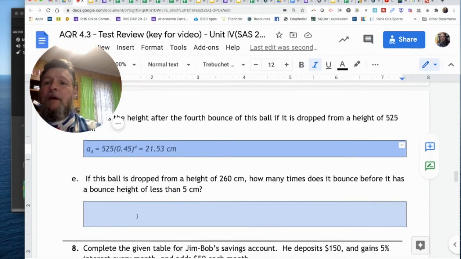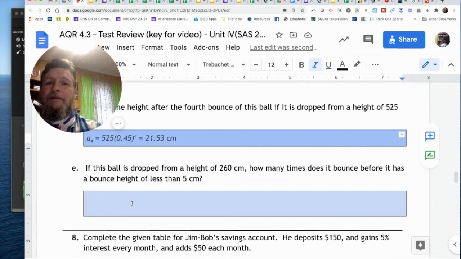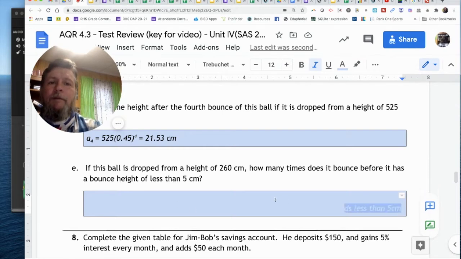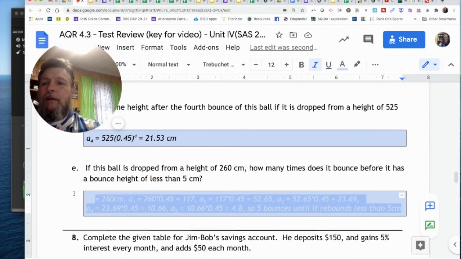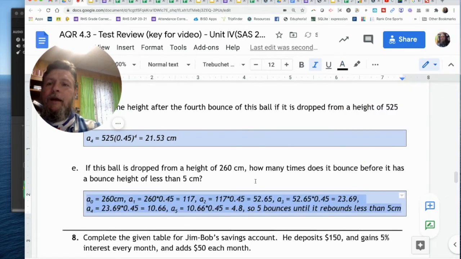How about if the ball is dropped from a height of 260 centimeters? How many times does it bounce before it has a bounce height of less than 5 centimeters? Now this one's kind of difficult, but I'm going to be honest with you, it's probably best to plug and chug, and that's what we did. We looked at it from a perspective of how many bounces. So we start at 0. 1 is 260 times 0.45. We had all these answers. We go all the way to 4.8. So 5 bounces until it rebounds less than 5 centimeters, which is 4.8 centimeters.